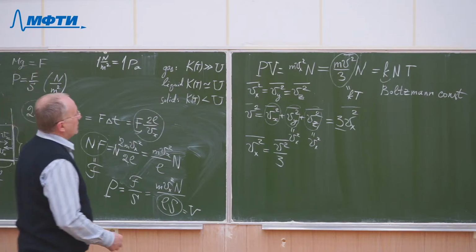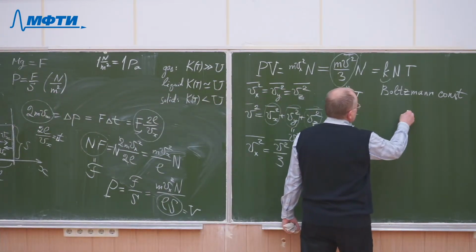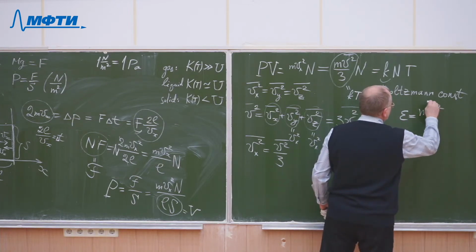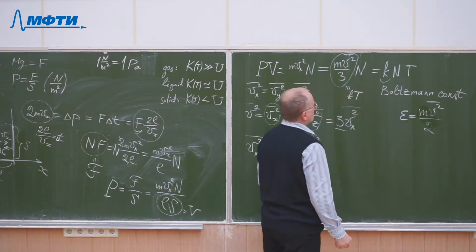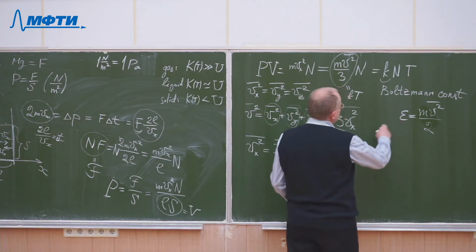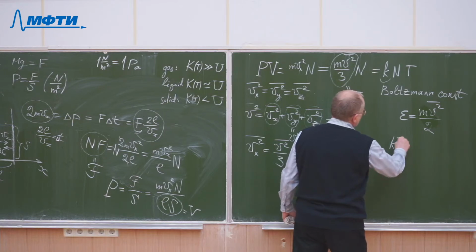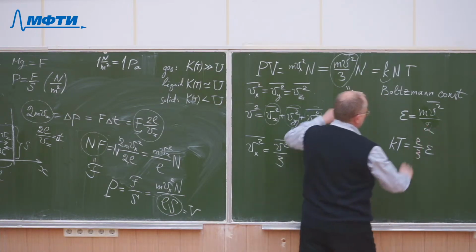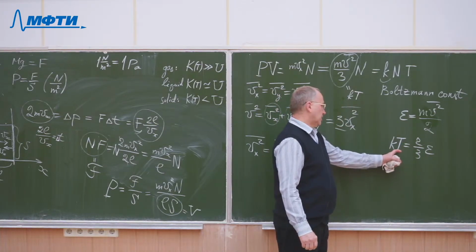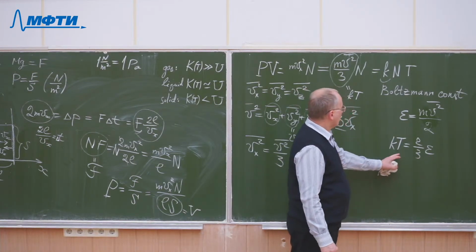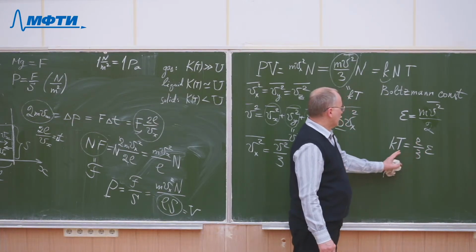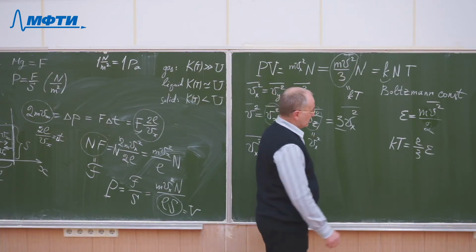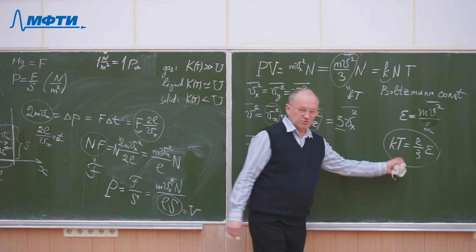So what we get here, if we go to mean kinetic energy, let us denote the mean kinetic energy by epsilon. It must be m v squared average over 2. So in terms of mean kinetic energy, the Boltzmann constant and absolute temperature will equal 2 divided by 3 epsilon. So the absolute temperature is proportional to the mean kinetic energy, but the coefficient of proportionality is 2 over 3. If you substitute here mv squared over 2, the 2 will cancel, and we will obtain mv squared over 3. That's the relationship between the mean kinetic energy of molecules in the gas and the temperature of the gas.